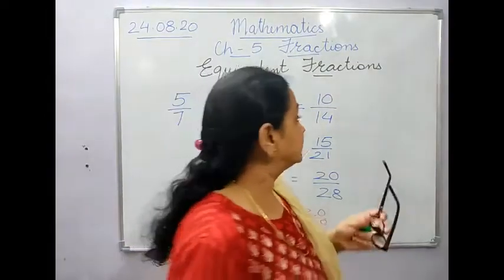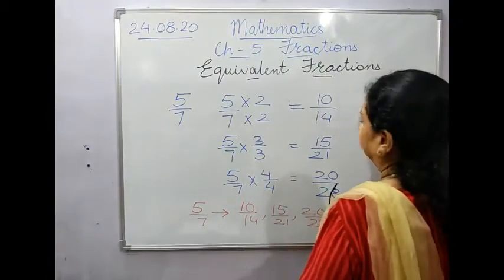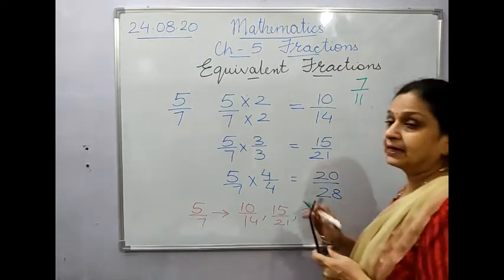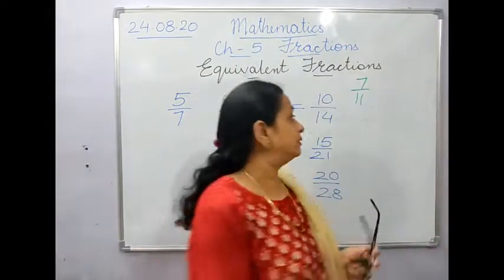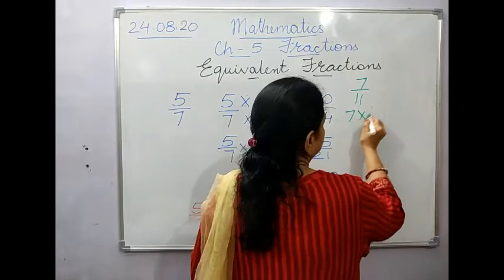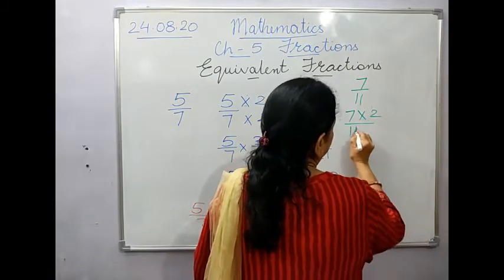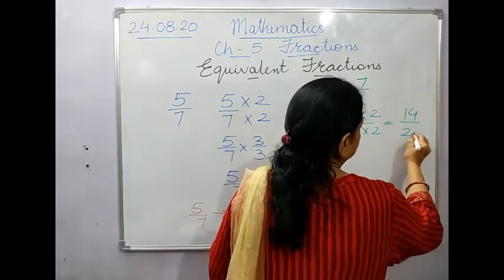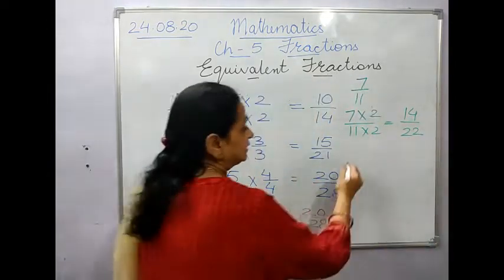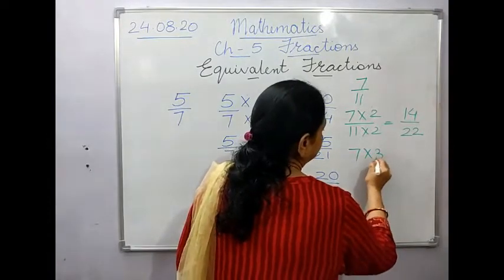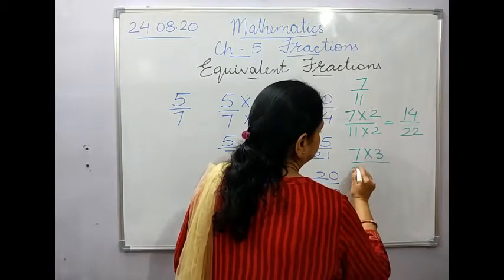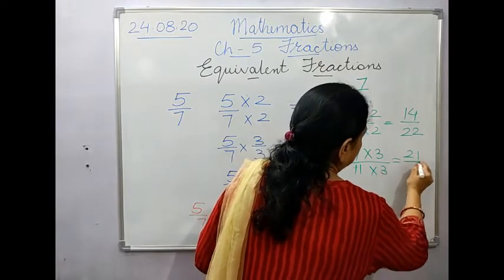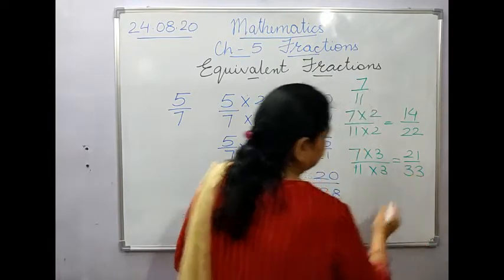So now I take another example. Suppose I take 7 upon 11. We will multiply the numerator and denominator by the same number. So we will start from here, 7 into 2 upon 11 into 2. So it becomes 7 2s are 14, 11 2s are 22. Next, equivalent fraction, same number, 7 3s are 21, 11 3s are 33.